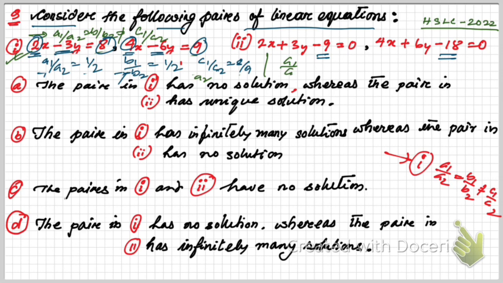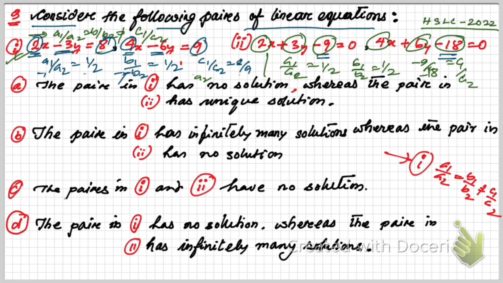Here a1 by a2 will be equal to 2 by 4, that is half, right? Then b1 by b2, 3 by 6, that is also half. Now c1 by c2, minus 9 by minus 18, that is also equal to half. So all the three ratios are equal.